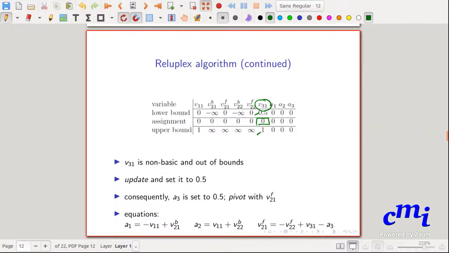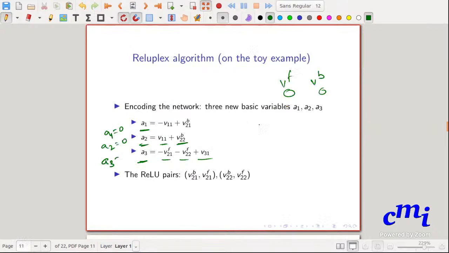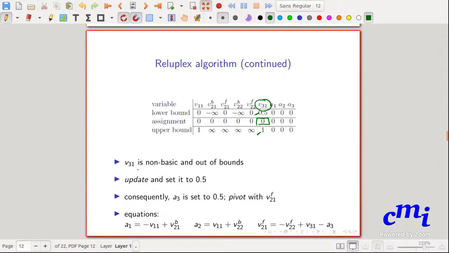Okay. So how is it done? You have these equalities that we have to begin with, right? Now V31 has to be increased by half. If V31 has to be increased by half, A3 will increase by half. So this is an equality. If you increase the right hand side by half, the left hand side increases by half. So first of all, you bring this in the bound. So V31 is brought in the bound by updating it to 0.5. Consequently, A3 becomes 0.5, but A3 has bounds, so A3 cannot remain.